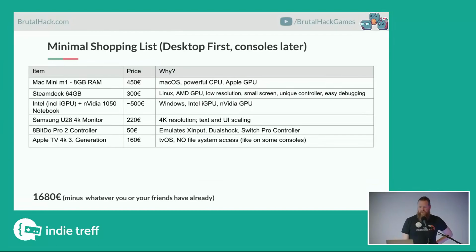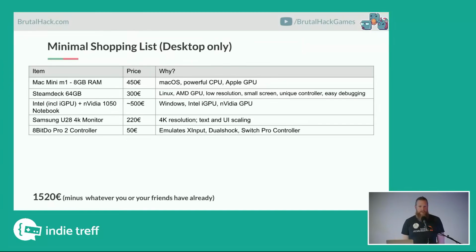Next up, we got a list for desktop first, consoles later. So here I just removed the mobile platforms. Then we're left with 1,680 euros. And this is just very good if you release a game on Steam and you think, okay, console development is too expensive right now, but if this is a success, then I want the possibility to port it to consoles without having a massive development budget. Then this is for you. And next up, desktop only. Notice how we only saved 150 euros. So it's not that much difference.